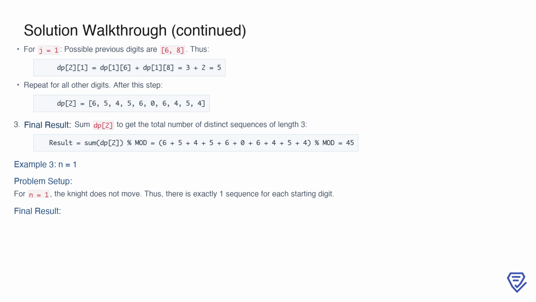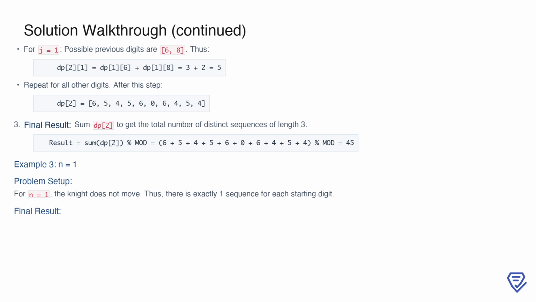Continuing with the third move, let's compute the value for dp[2][1]. The knight can move to digit 1 from digits 6 and 8. Using the values from dp[1], dp[2][1] becomes dp[1][6] plus dp[1][8], which equals 3 plus 2, giving us 5.